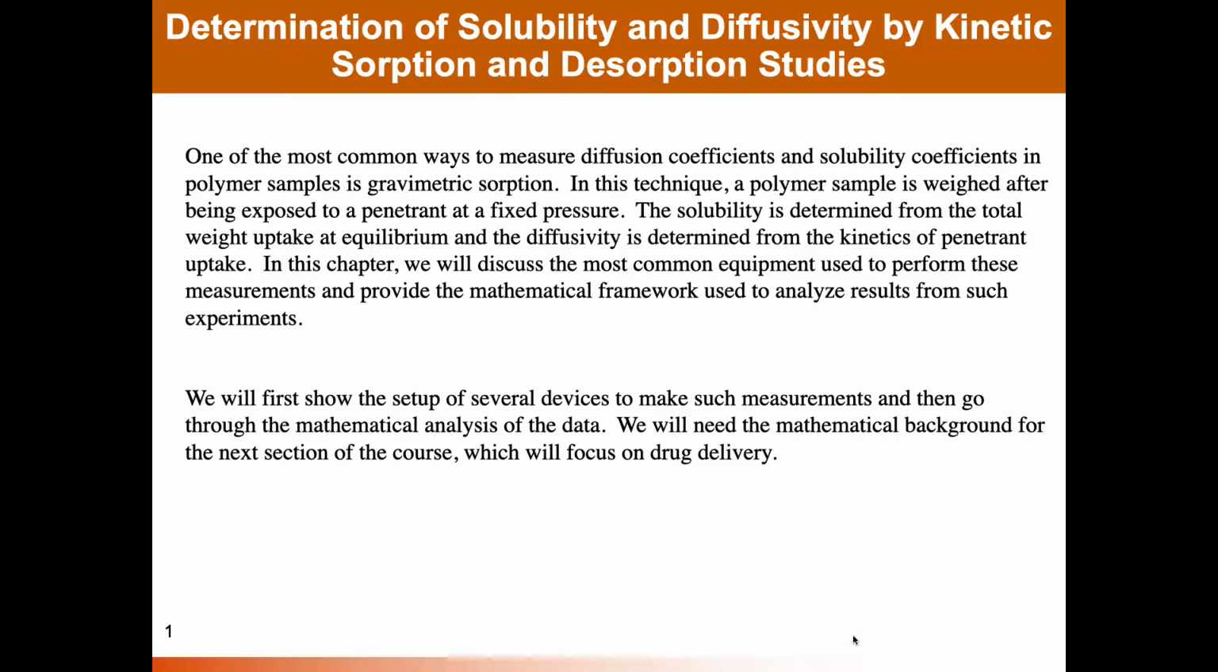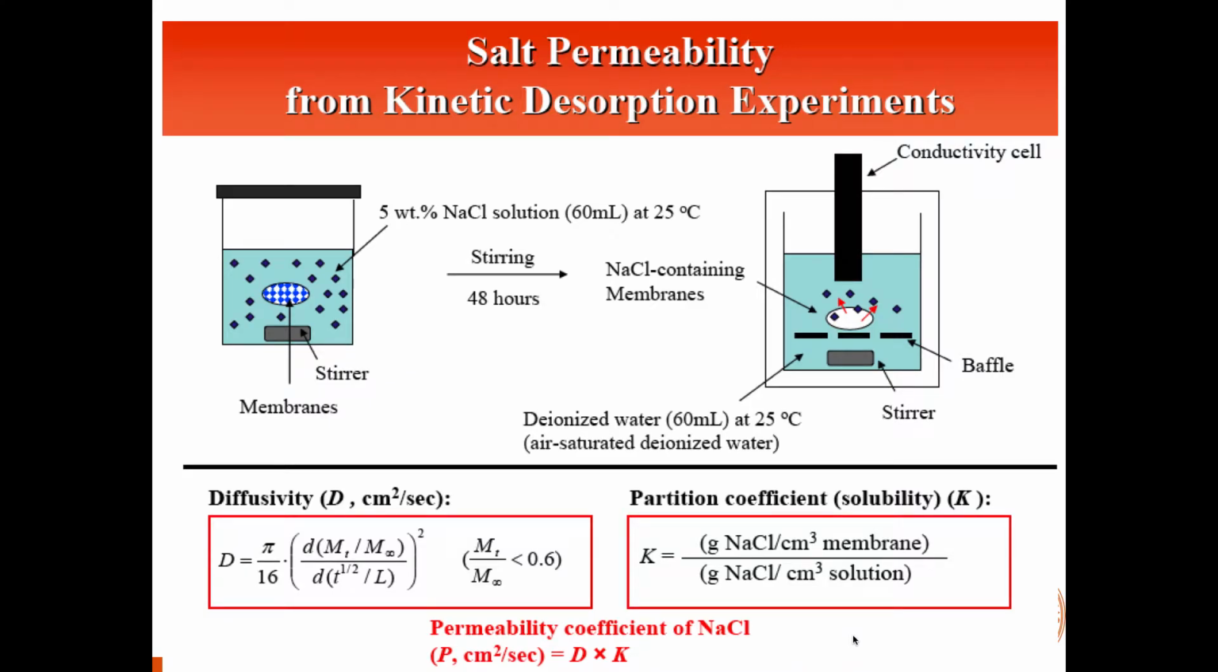So if the transport of small molecules through polymers is governed by solubility and diffusion, then it's important to have mechanisms available to measure those parameters. And I'll talk about one today that in various manifestations is a key way to carry out those measurements. It's called a kinetic sorption or a kinetic desorption study. And so the way this works in general is one will take a sample, like a membrane, for example, and soak it in a solution or in an environment that contains a solute of interest.